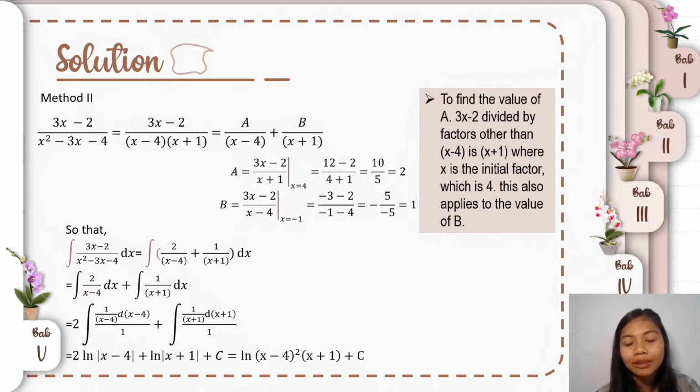a is equal to 3x minus 2 over x plus 1, where x is equal to 4, is equal to 12 minus 2 over 4 plus 1 is equal to 10 over 5 is equal to 2. And then the value of b is equal to 3x minus 2 over x minus 4, where x is equal to minus 1, is equal to minus 3 minus 2 over minus 1 minus 4 is equal to minus 5 divided by minus 5 is equal to 1. And then we have the same values, a is equal to 2 and b is equal to 1.